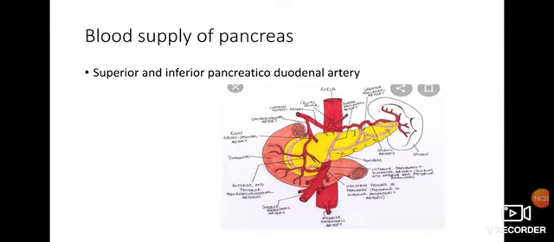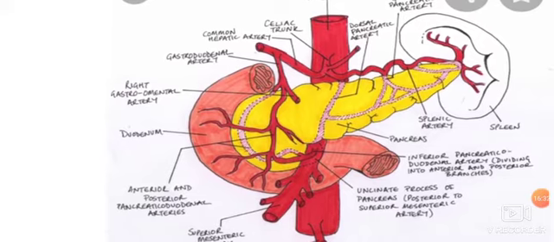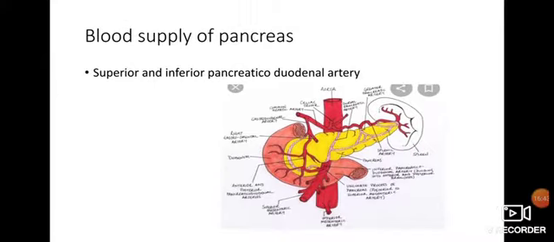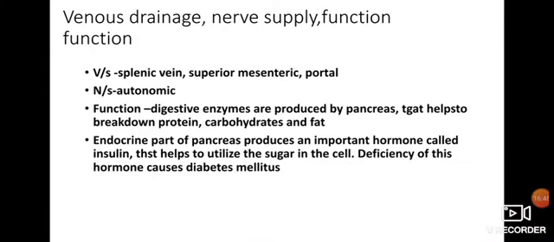Next is the blood supply of the pancreas. It is supplied by the superior and inferior pancreaticoduodenal arteries. This is the superior pancreaticoduodenal artery. This is the inferior pancreaticoduodenal artery, and both anastomose here. This is supplying the whole pancreas. Regarding the venous drainage, it is done by the veins present behind the pancreas, that is the splenic vein, superior mesenteric vein and portal vein. Nerve supply is autonomic.